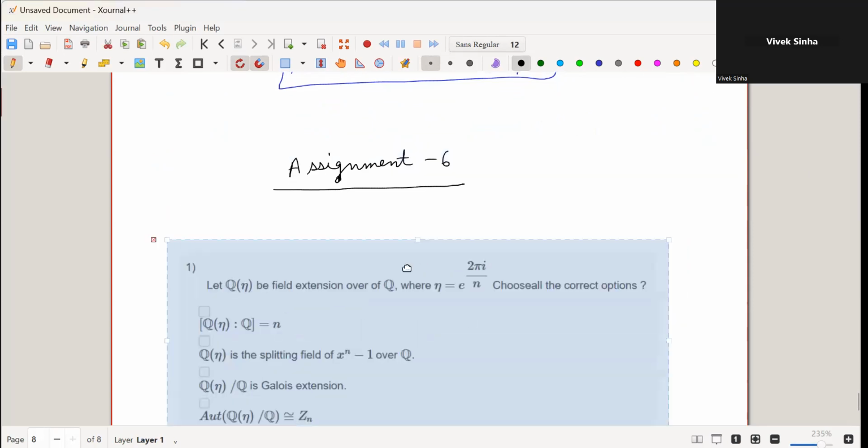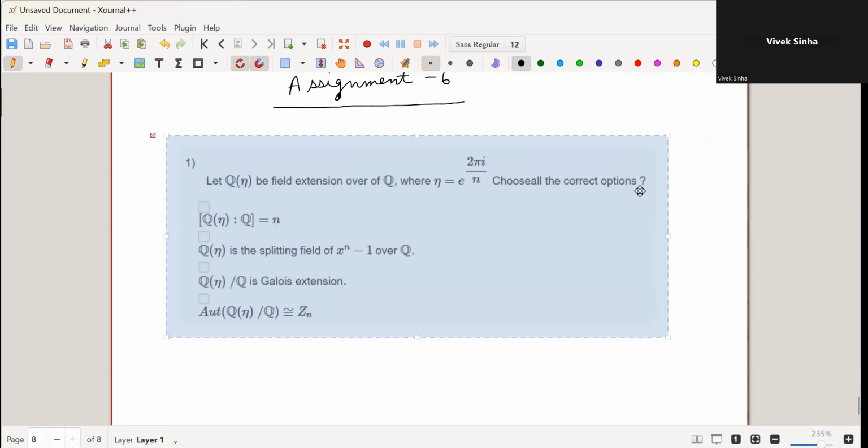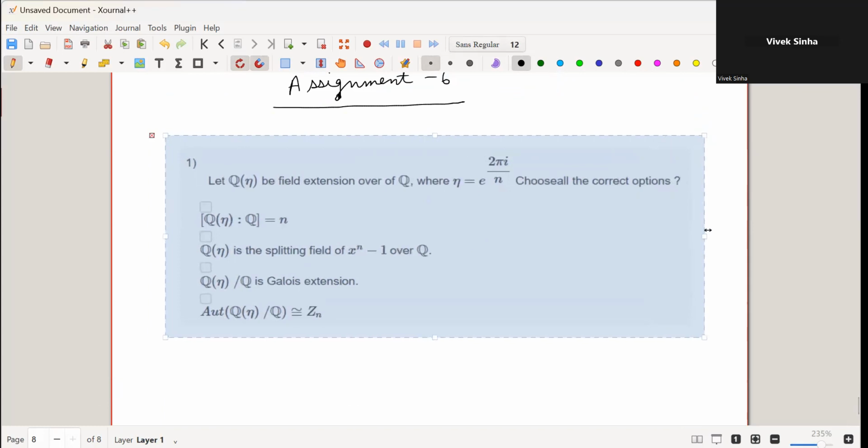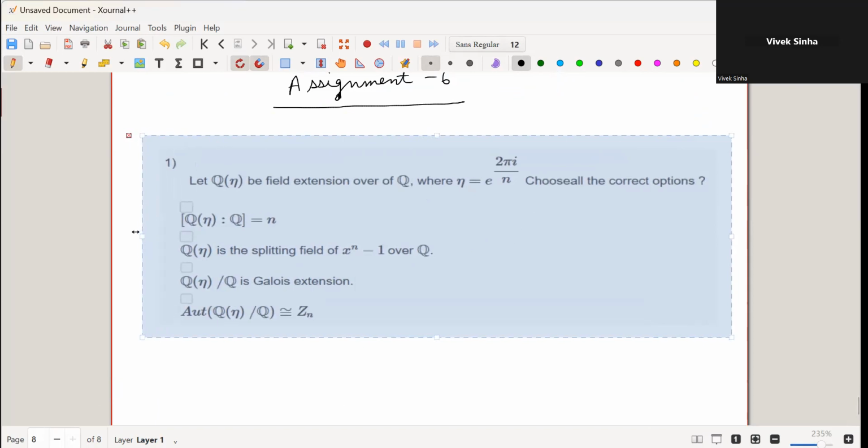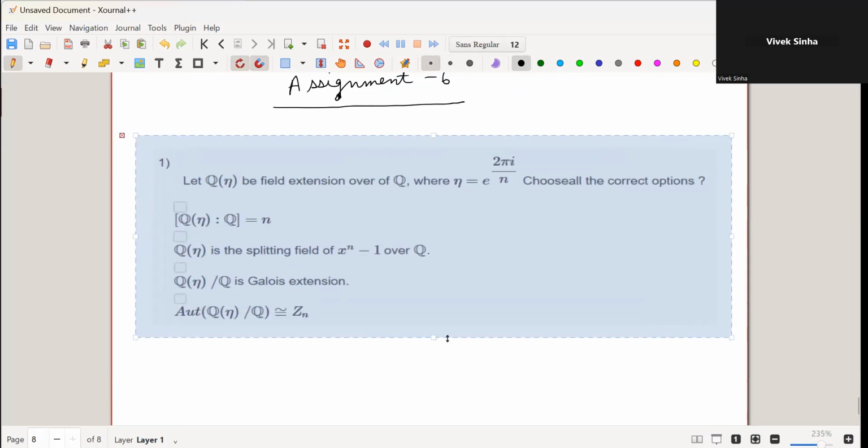Here we have the first question. It says that Q adjoint zeta be the field extension of Q, when zeta is the nth root of unity, then choose all the correct options.